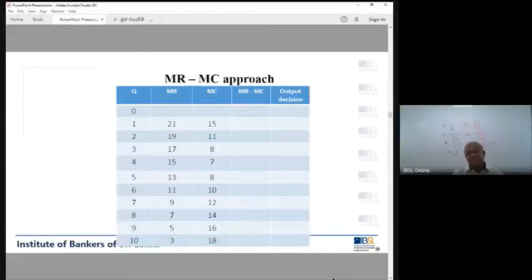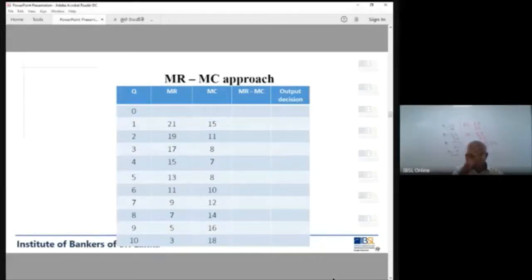Right? Up to 6 and 7: 11 minus 10, 1. 9 minus 12, negative 3. Marginal profit of the 7th unit is negative. The marginal profit of the 6th unit, 11 minus 10. Marginal profit of the 5th unit, 13 minus 8, 5.